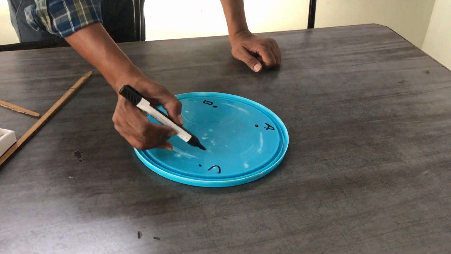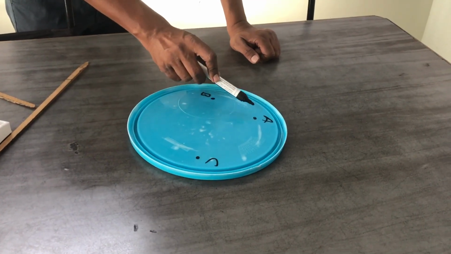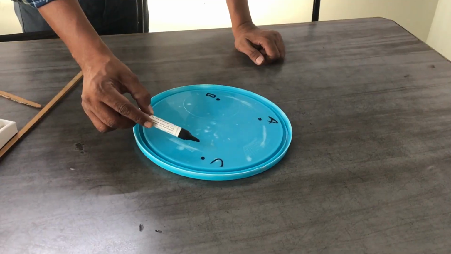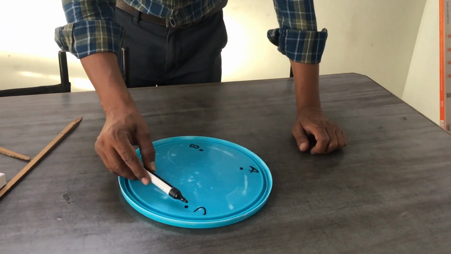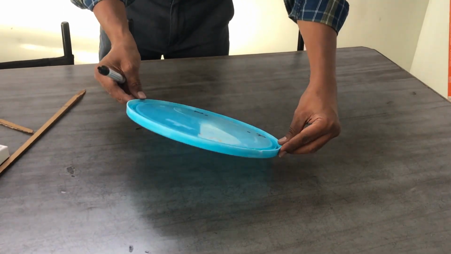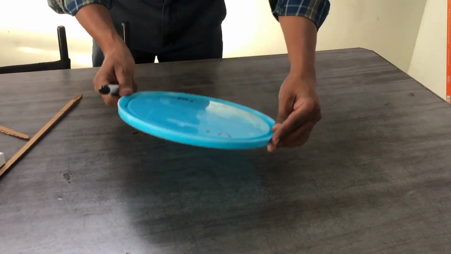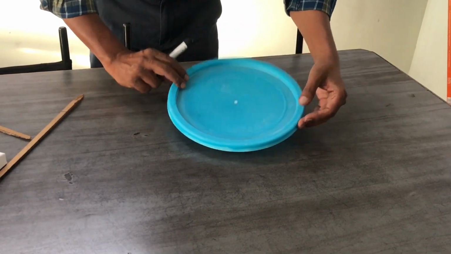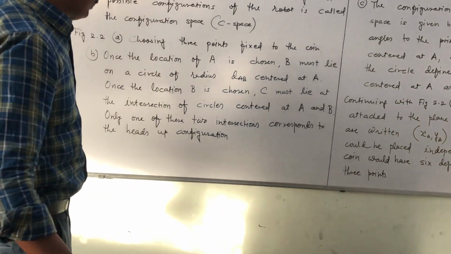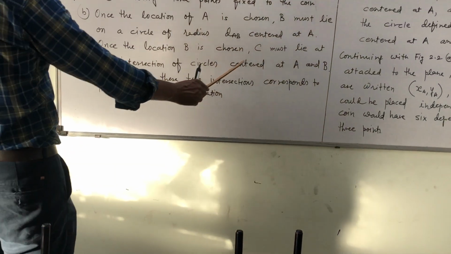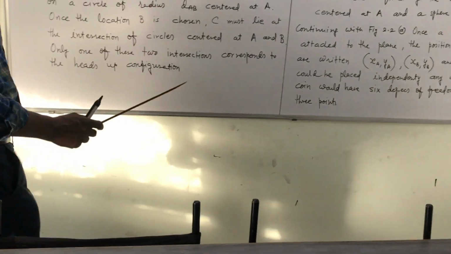After B, C must lie on the intersection of two circles of radius DAC and DBC. For this, we have two intersecting points. One is here. If we flip, keeping A and B fixed this way, C is also here. One is for heads, the other is for tails. Now C must lie at the intersection of the circles centered at A and B. Only one of these two intersections corresponds to the heads configuration.